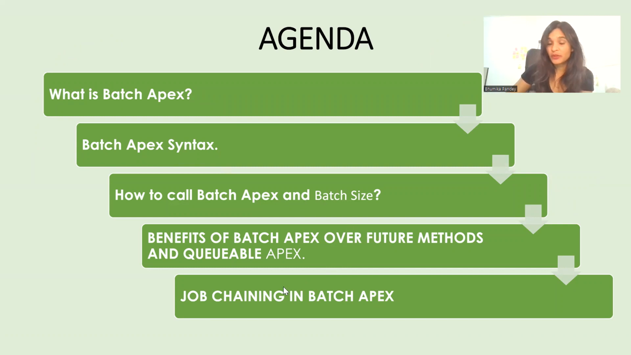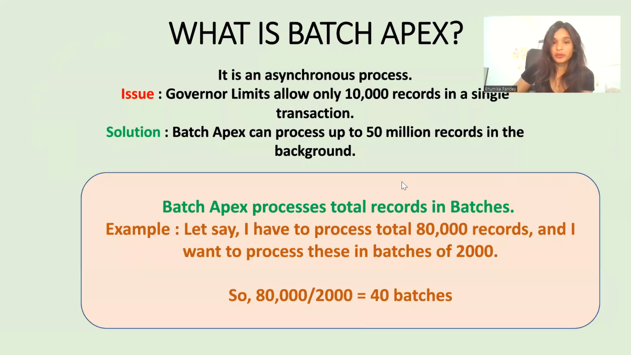Job chaining was possible in queueable Apex, but it was not possible in future methods. So we'll check if it is possible in batch Apex or not, and if it is, how it can be done. Batch Apex is also an asynchronous process. I'm briefing you again on what an asynchronous process is. If you have watched my previous session, it's fine. If not, you can go back to the future method session for a detailed explanation of what an asynchronous process is.